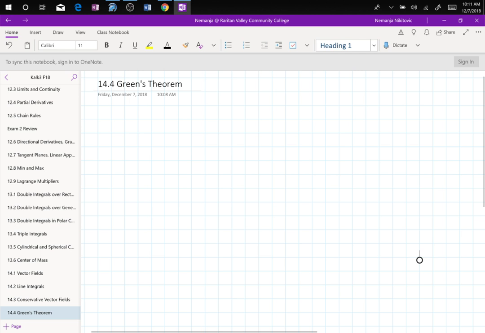So now we learned how to compute the line integrals in 14.2. We call that line integrals the long way. And then we learned about conservative vector fields last time, and we learned how to find the potential function.